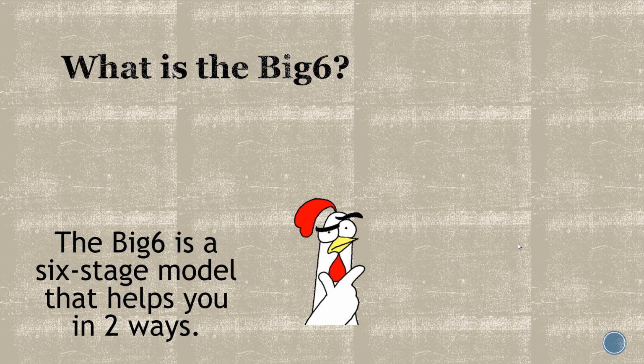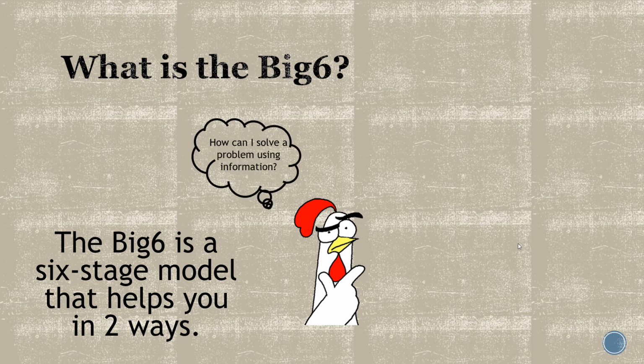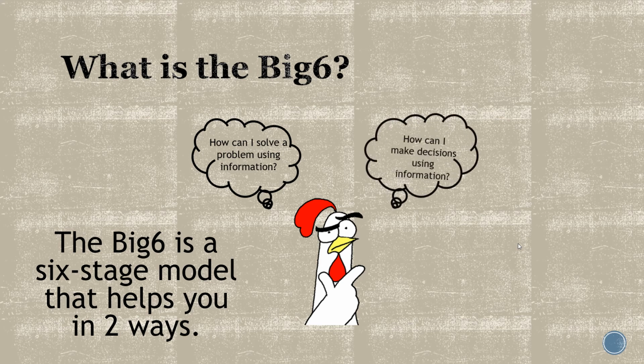The Big Six is a 6-stage model that helps you in 2 ways. The first way is, how can I solve a problem using information? And then our other way it can help you is, how can I make decisions using that information?